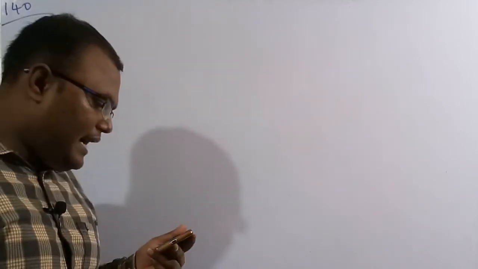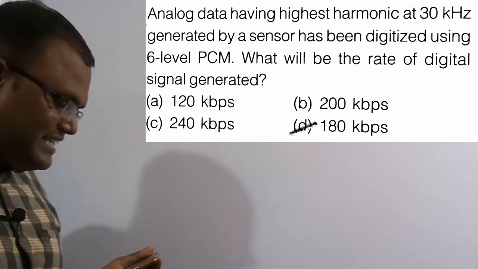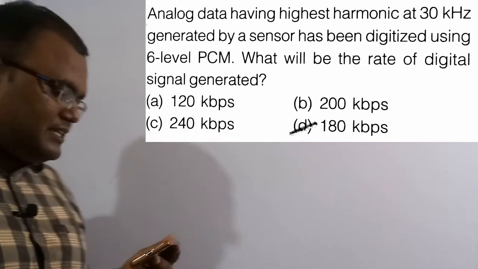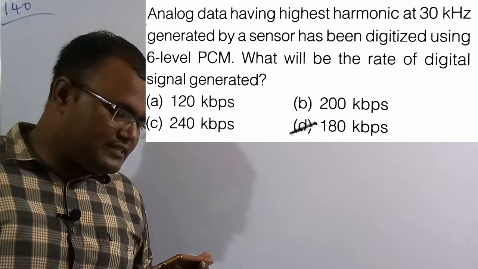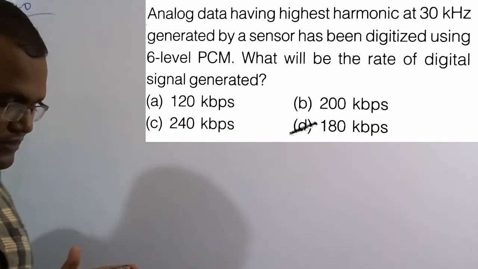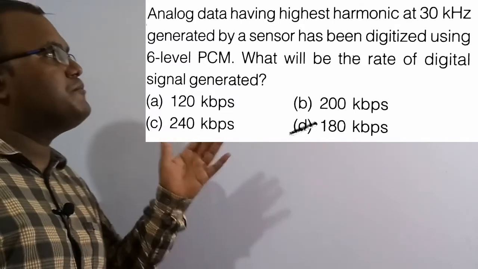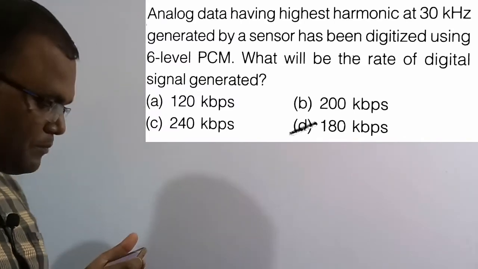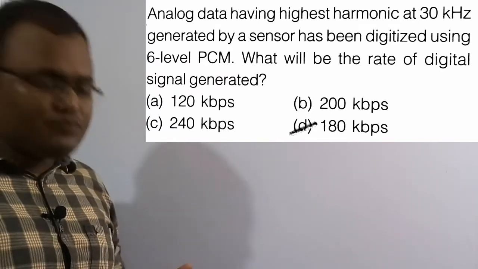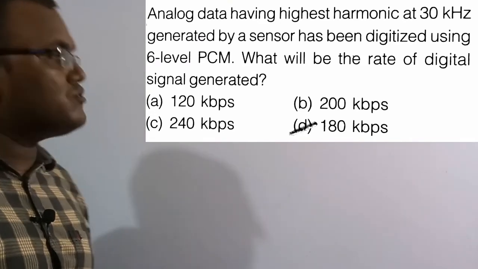See the question here. Analog data having highest harmonic at 30 kHz generated by a sensor has been digitized using 6-level PCM. So what will be the rate of digital signal generated? So here they are given a maximum message signal frequency is 30 kHz, and also they are given that in this PCM the number of standard levels are 6. So based on these two, we need to find what is the bit rate. The bit rate we need to figure out. So what are the four options? Option D, 180 kilobits per second is the correct solution of this question.